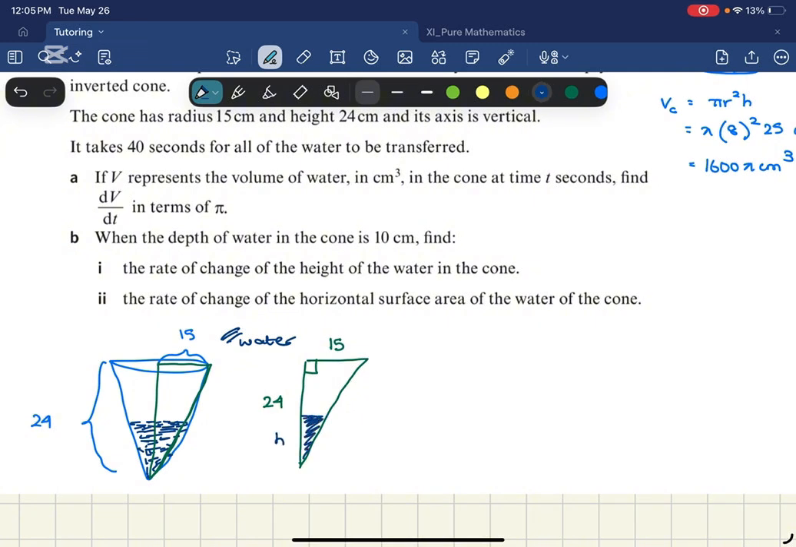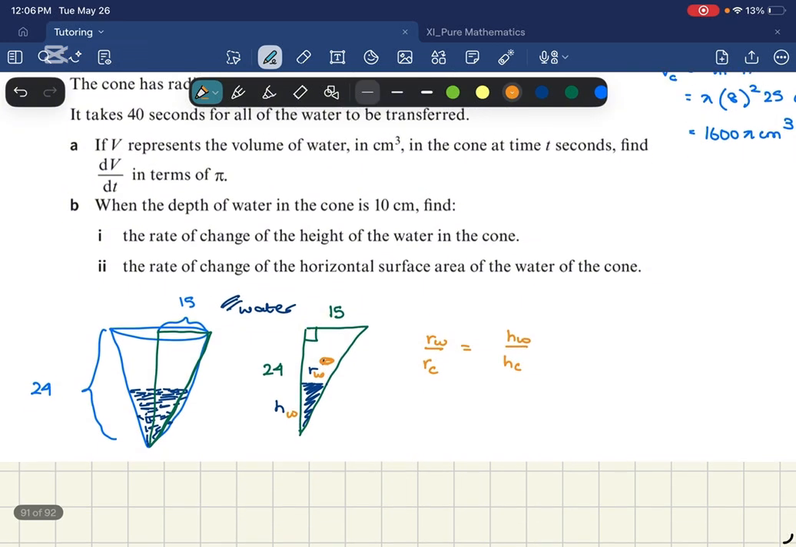So it has a height, let's say h dash, and a radius, r dash. So now this forms a similar triangle again. What we know about similar triangles is that the ratio of the corresponding sides is equal. So radius of water, let me call it RW, and HW. The radius of water divided by the radius of the cone should be the height of the water divided by the height of the cone. So we can substitute the values here.